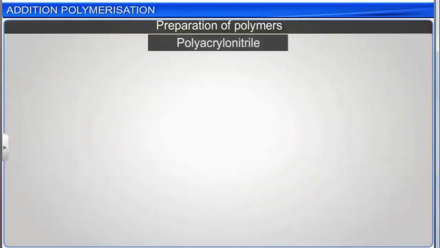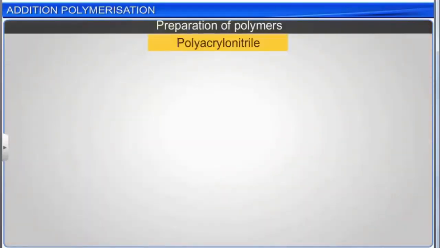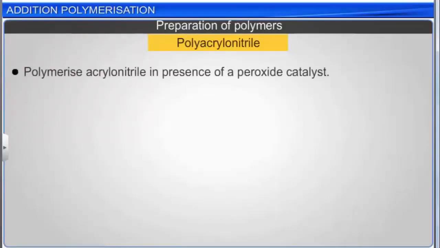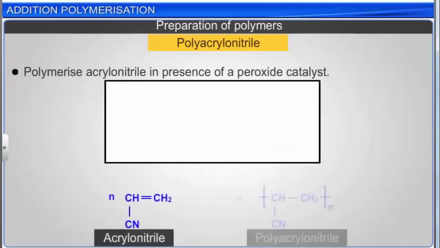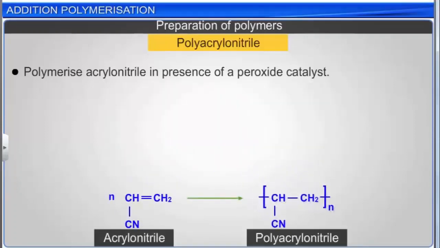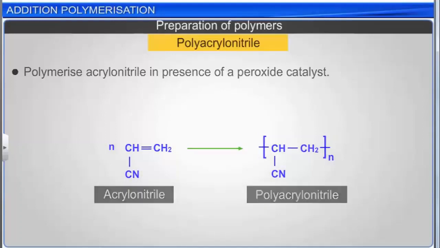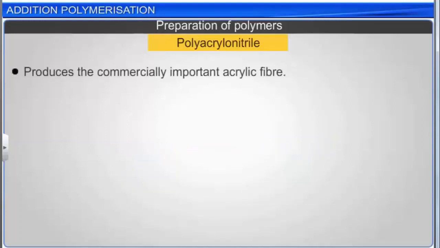Another important addition polymer is polyacrylonitrile. This polymer is formed by polymerizing acrylonitrile in the presence of a peroxide catalyst. The overall reaction is shown here. Polyacrylonitrile produces the commercially important acrylic fiber. The trade names for acrylic fibers include Orlon and Acrylan.